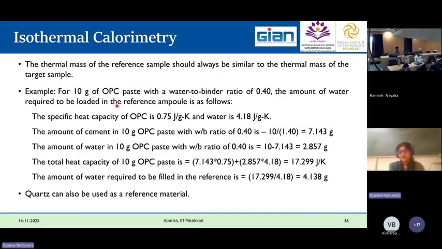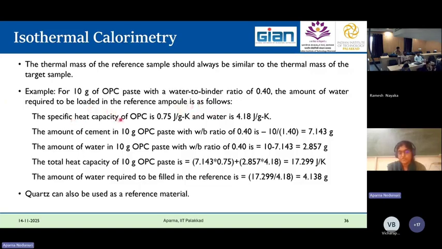As discussed earlier, we are trying to maintain the reference sample in such a way that it has a heat capacity similar to the heat capacity of your sample. We'll try to understand this better through an example. Say, for example, you have 10 grams of OPC paste, which is made with a water to binder ratio of 0.4. Now we would like to understand how much inert material is required. Inert material can be either water or quartz or any other material that has to be loaded on the reference sample side.